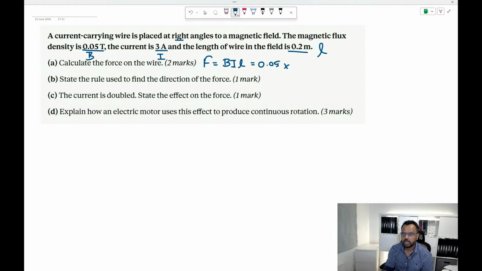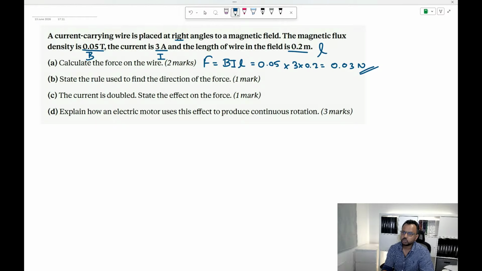0.05 times I. The current is 3, and the length is 0.2. So all you need to do is 0.05 multiplied by 3 multiplied by 0.2. I got 0.03 newtons. Who got this? Thumbs up, or do some reaction if you got it, or send me Y for yes in the chat. If you got 0.03 for the first one, yeah, good.